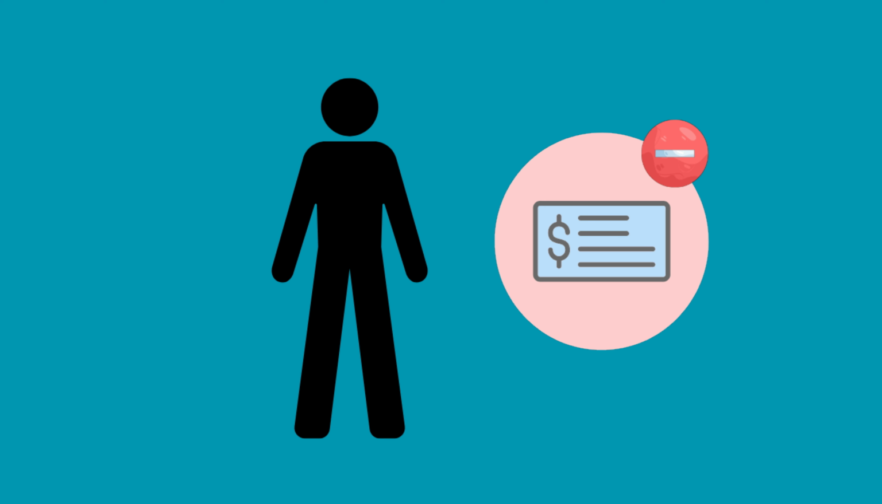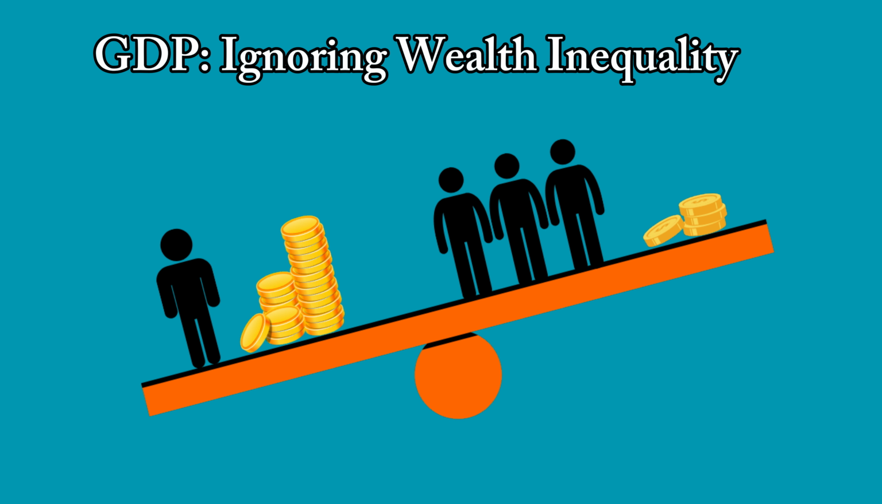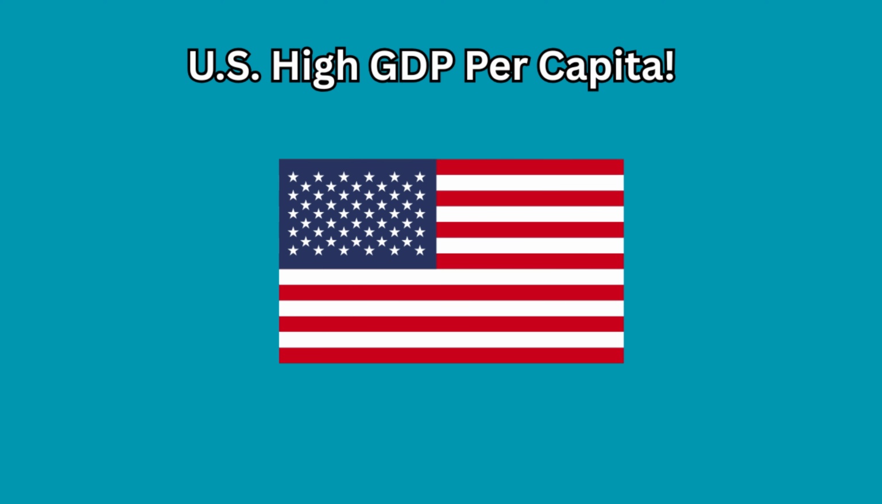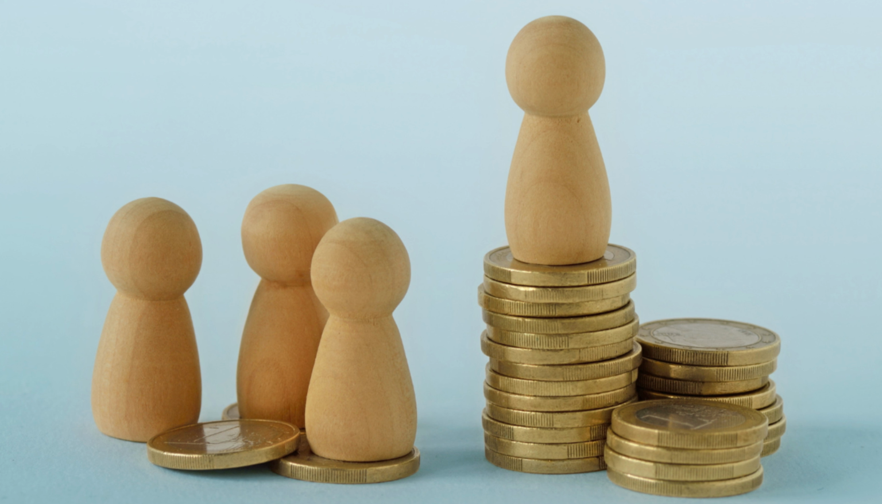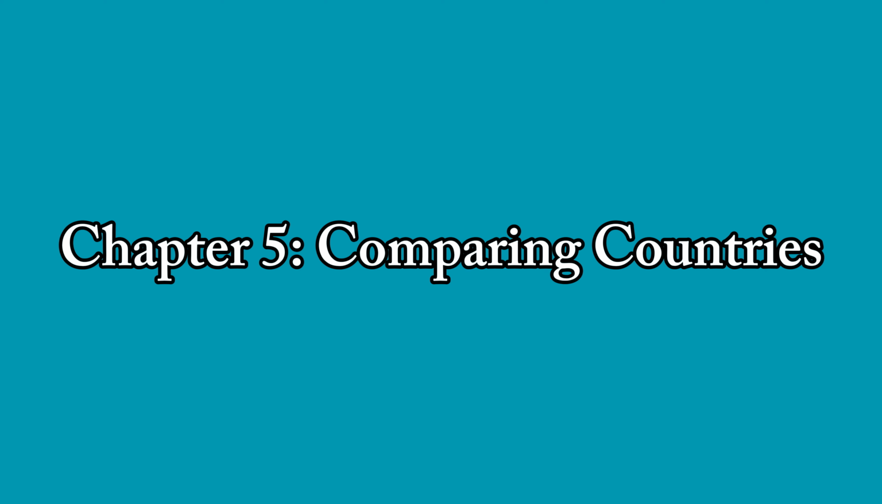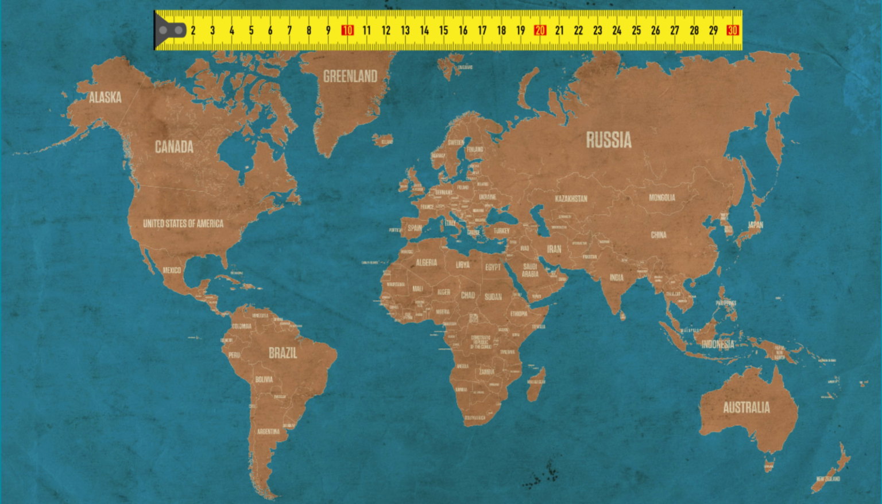But that does not mean the average American earns or lives like they make $90,000 a year. For example, if a small number of people and companies produce a very large share of a country's output, the average looks high, even if most people are not well off. So even though the US has a high GDP per capita, it hides inequality and doesn't show how evenly wealth is shared.